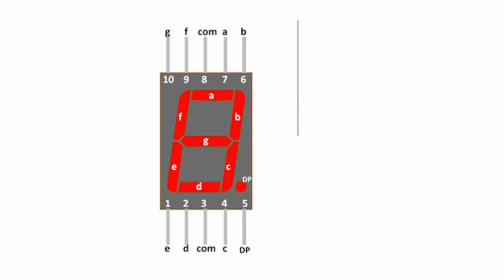The 7-segment display has 7 individual LEDs, called segments, that can be turned on or off to display numbers. We'll be controlling each of these segments with the Arduino.